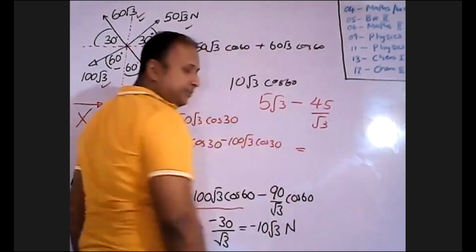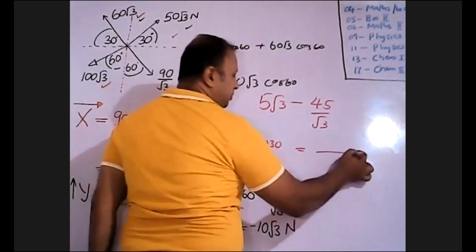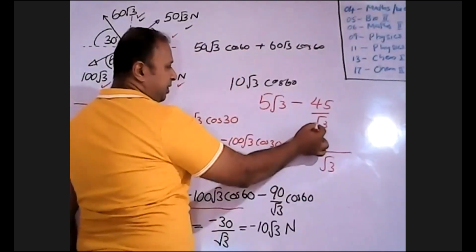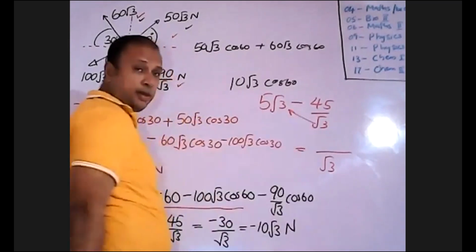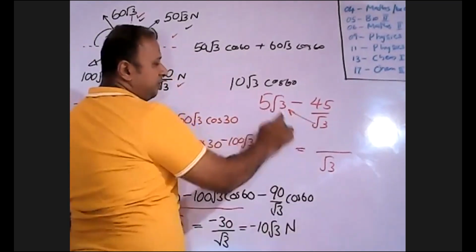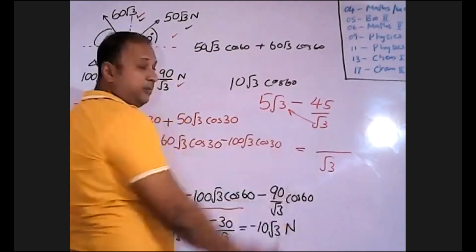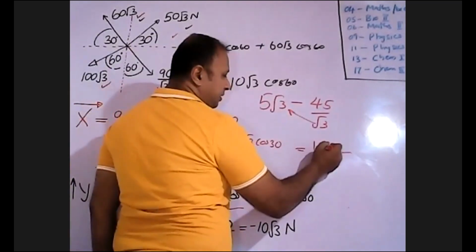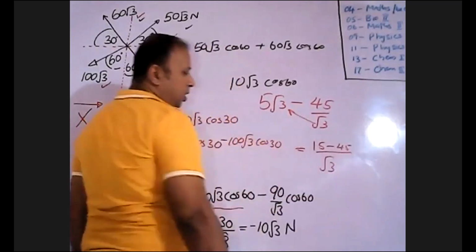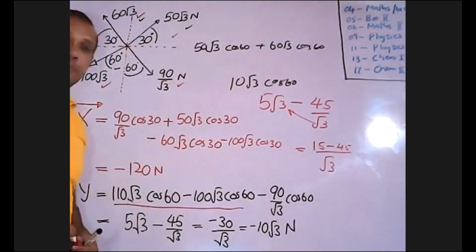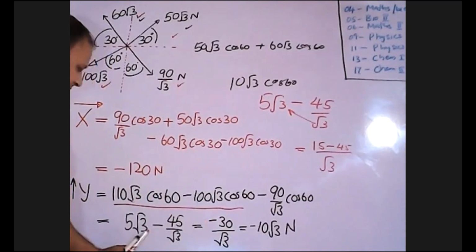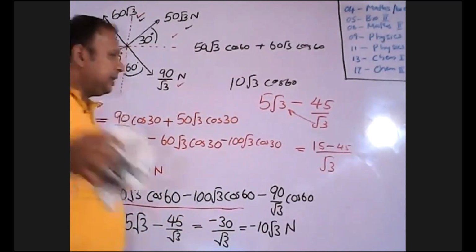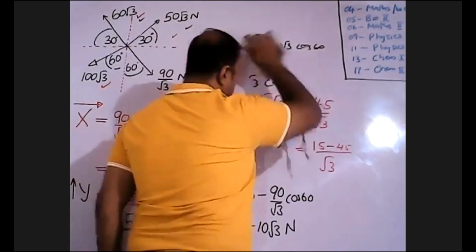How to solve this one? You have to take the common denominator. It is root 3. So you have to multiply this one by root 3. If you multiply this by root 3, root 3 times root 3 is 3, and 5 into 3 means 15. 15 minus 45 is minus 30. Minus 30 over root 3. Therefore, the answer is minus 30 over root 3.